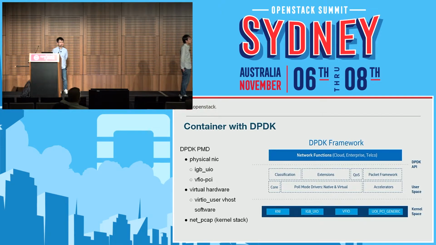This is mostly used when we run a DPDK application inside the VMs, and the VMs just have the networking hardware emulated by QEMU. It also has a NetPcap PMD. This is an implementation of the kernel stack PMD. It uses the PCAP library to capture the raw data from the kernel networking stack.